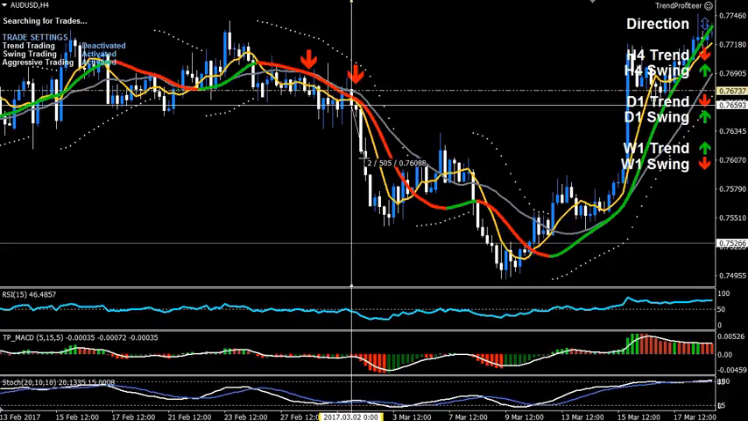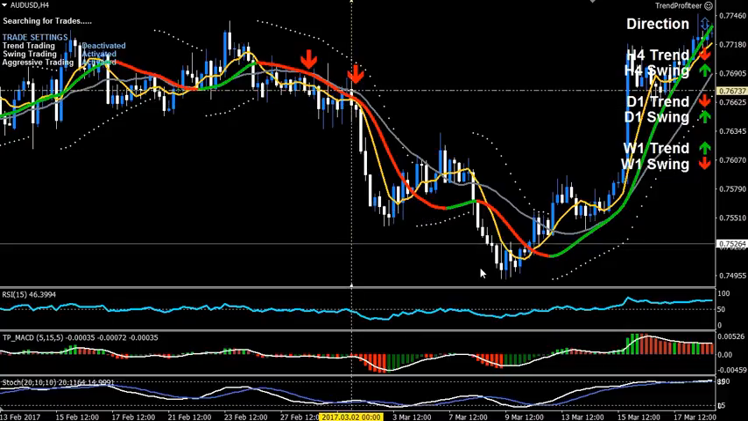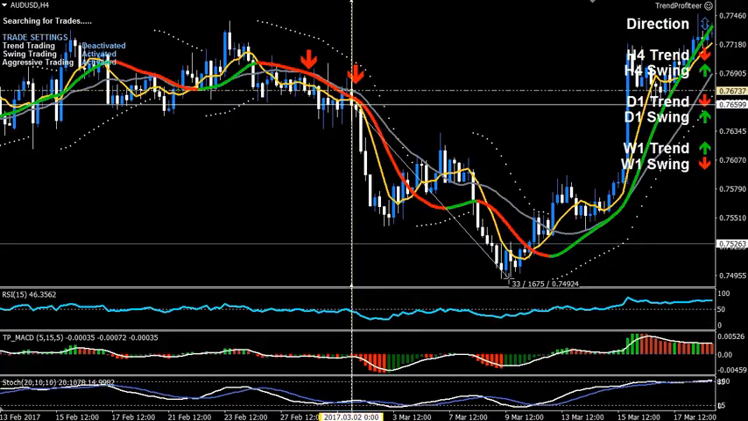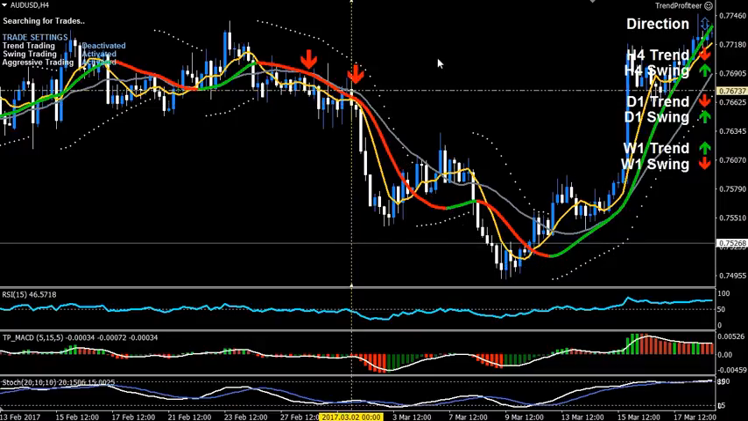50 pips here, giving us a 2-to-1 reward to risk ratio. 75 pips here, 3-to-1. Yes, we made 4-to-1 reward to risk ratio, all on that nice little move. If we had survived it further, then we would have made probably about, let's see, 167 pips. So we easily made 150 pips, giving us a 6-to-1 reward to risk ratio on this swing trade as well.